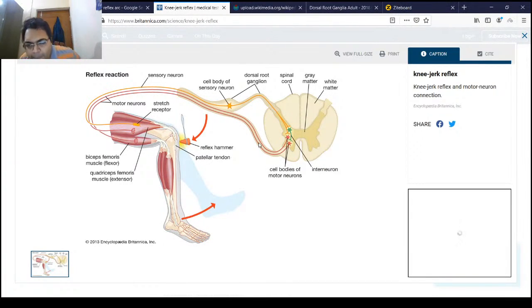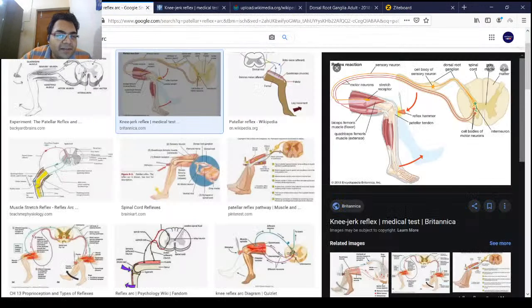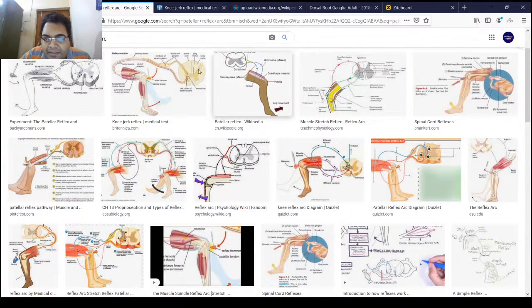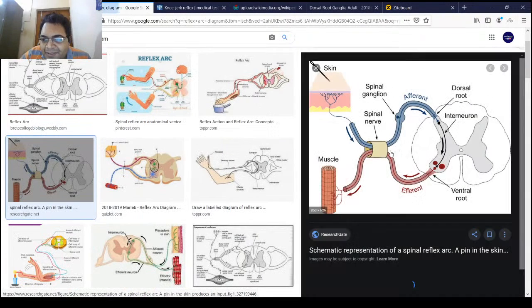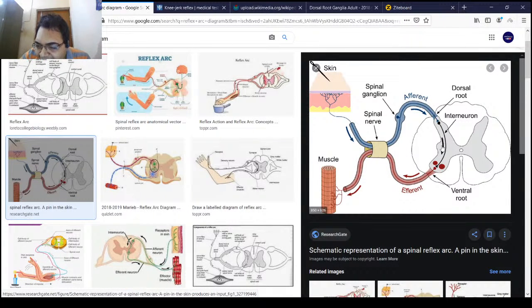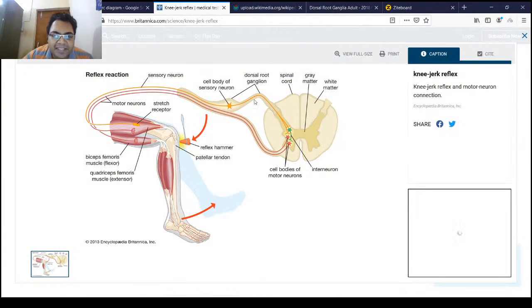So what happens is, this is a type of monosynaptic reflex arc. This one was polysynaptic. The one which I had shown you was polysynaptic: one synapse, one interneuron, another synapse, so more than one synapse. But in this one, the sensory neuron is directly coming and synapsing with the motor neuron. There is no interneuron here.